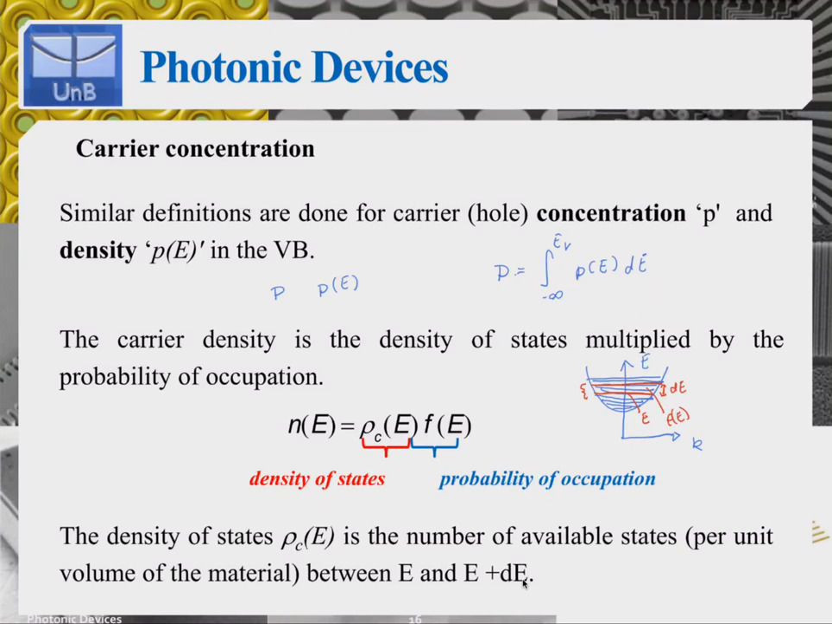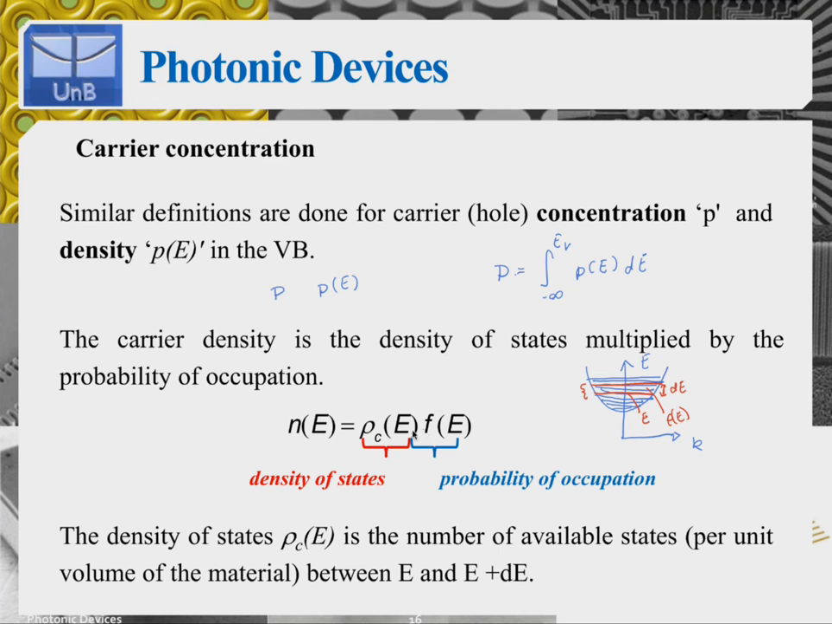Right? And it's straightforward to see that the carrier density, the number of electrons that can be within this range, is going to be directly proportional to the density of states. The more states you have here, the more energy values that can be occupied by electrons within this range. So if you have more states, there's a higher chance that you're going to have more electrons within this range.